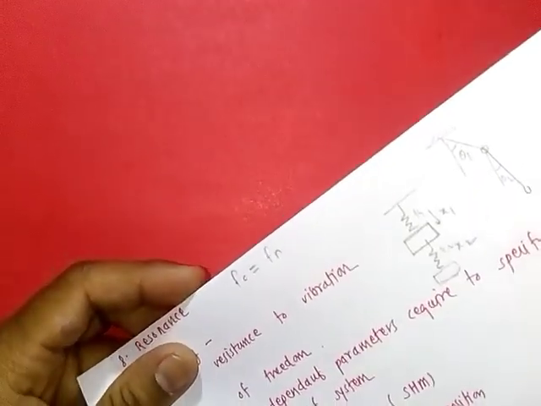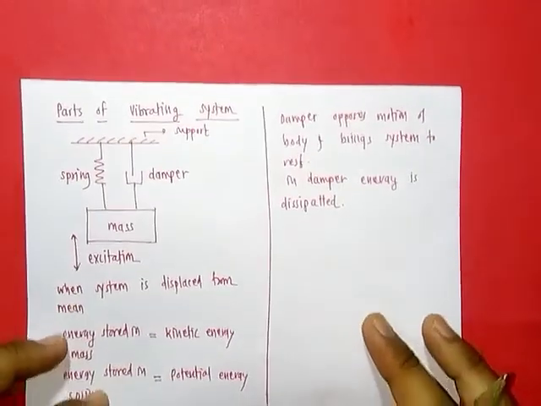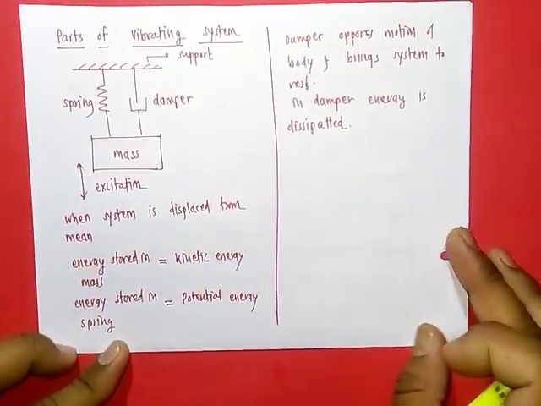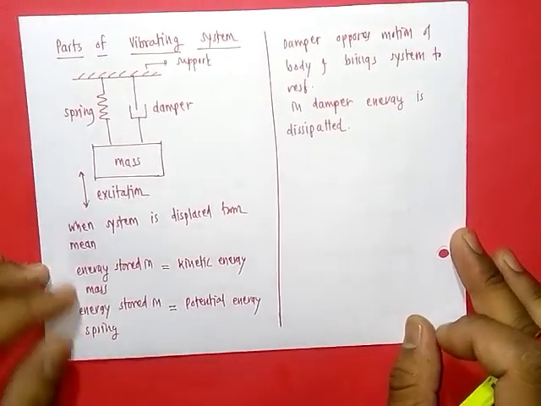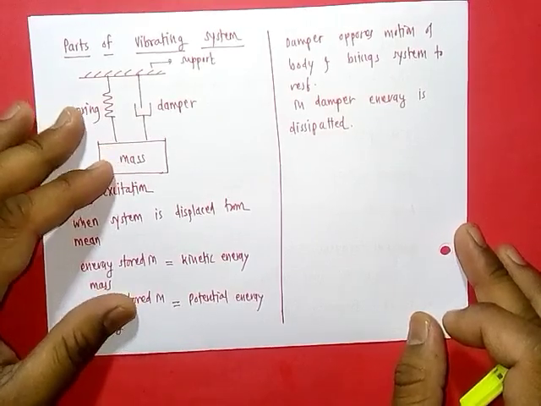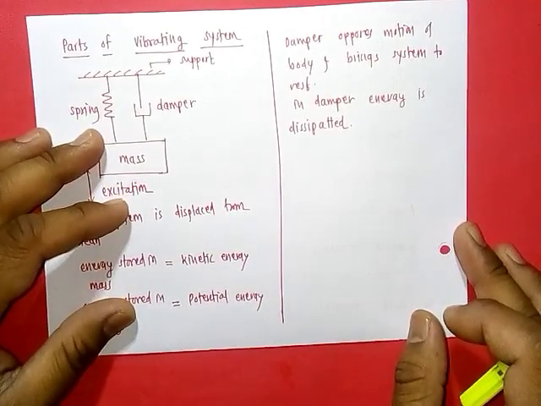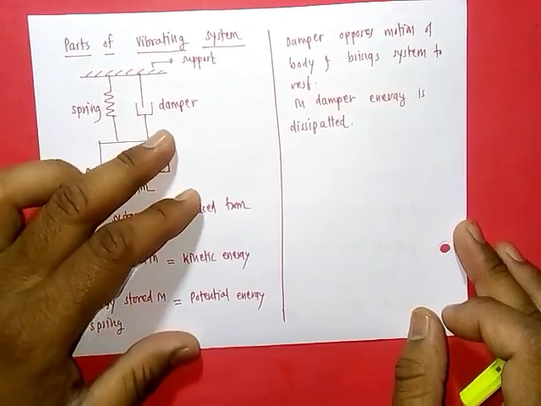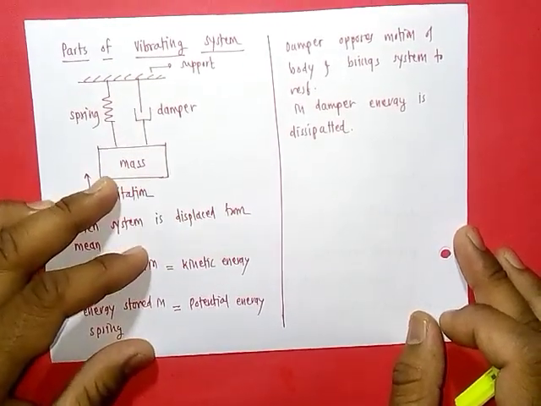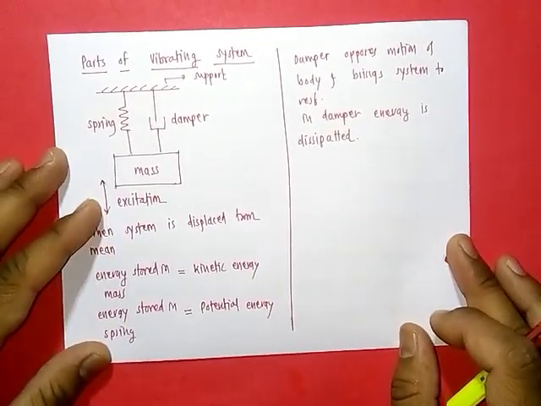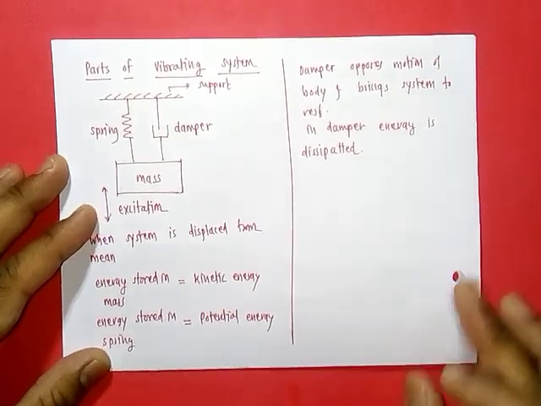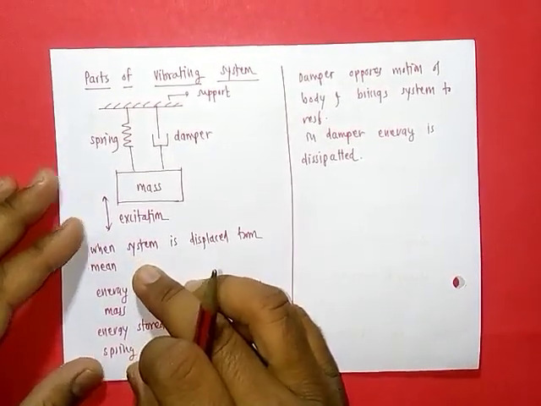Next point is parts of vibrating systems. So basic parts of a system, we require one support. Then one element is a spring, another element is a damper, and the next element is a mass. This represents excitation or movement of this mass.